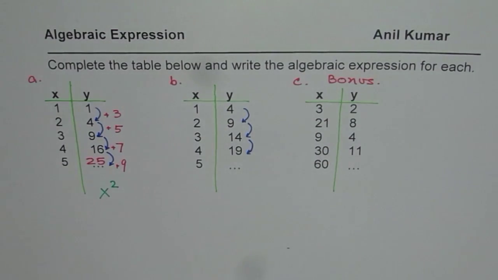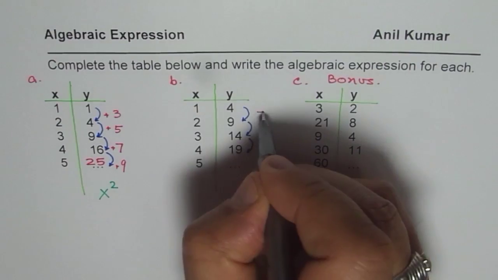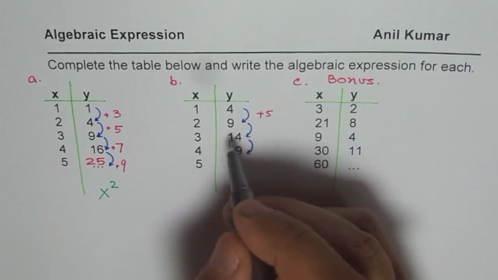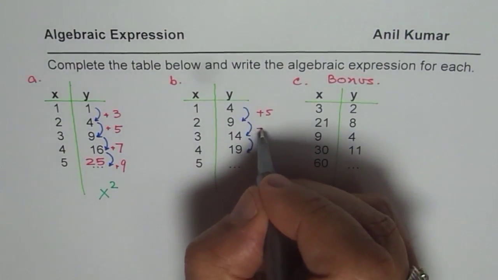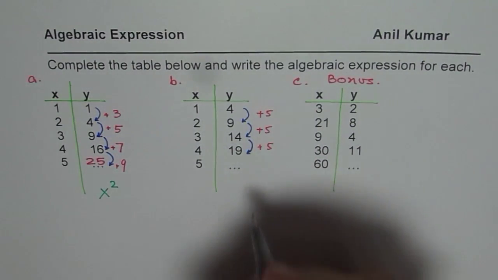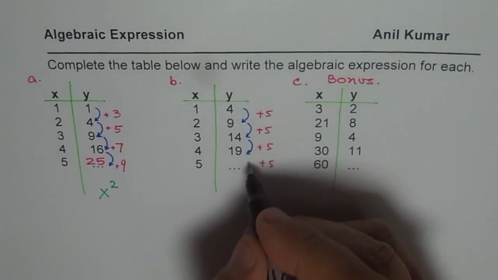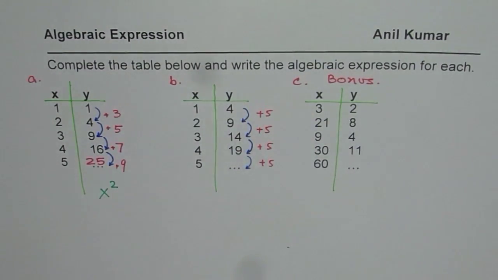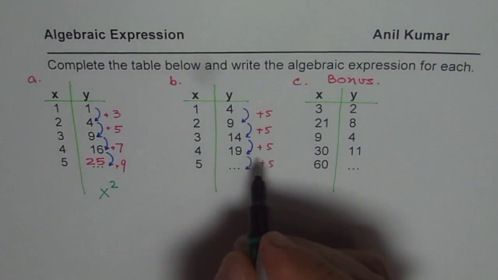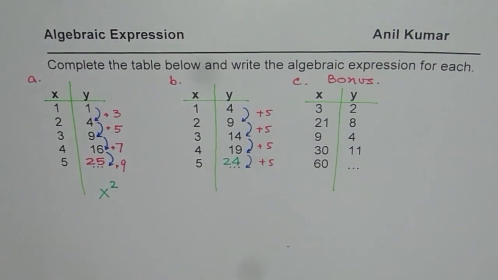Let's calculate. So how do I get 9 from 4? By adding 5, right? So 9 minus 4 is 5, 14 minus 9 is also 5, and this is also 5. So there is a constant difference. So if I add 5 to the next number, I should get the missing number, correct? So 19 plus 5 will give me a number, and that is 24. So we get 24 here. So we get the missing number.